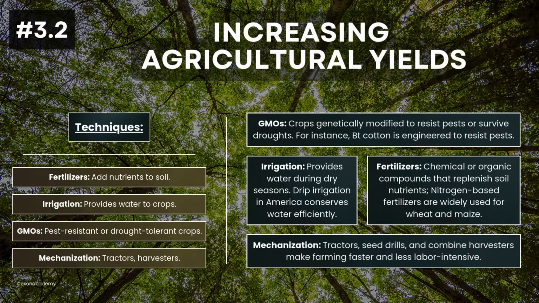Number 4 is mechanization. Tractors, seed drills, and combine harvesters make farming faster and less labor intensive. These techniques have transformed agriculture, but the overuse of fertilizers or irrigation can harm the environment.